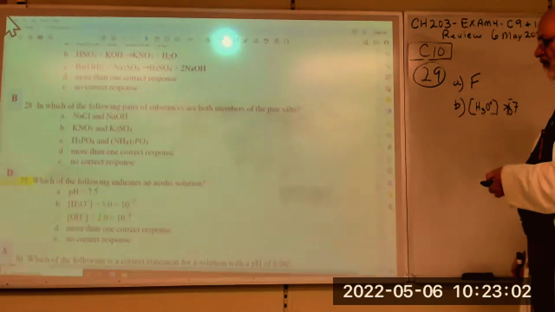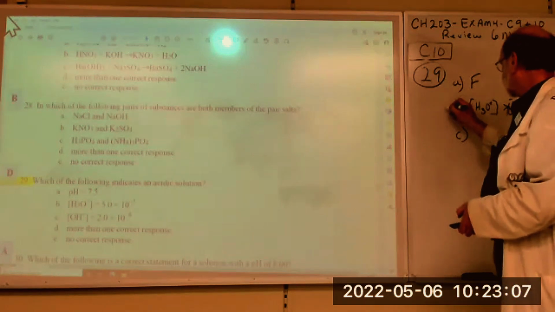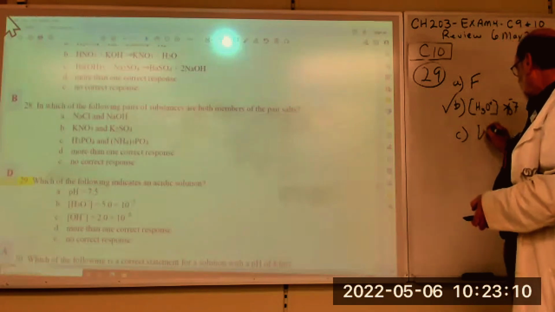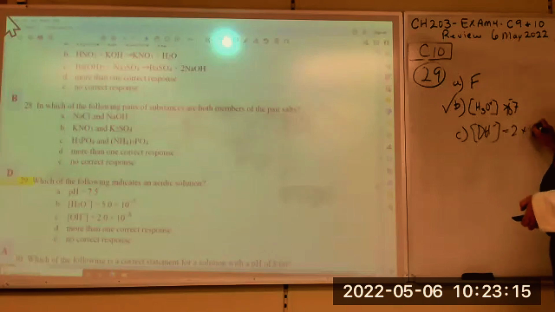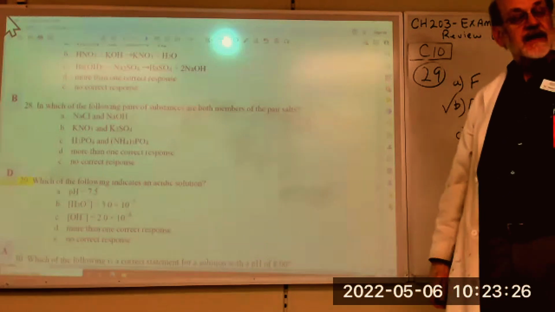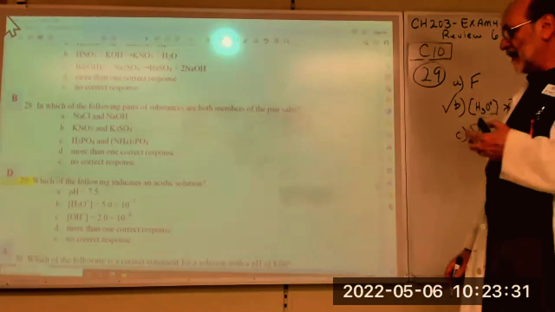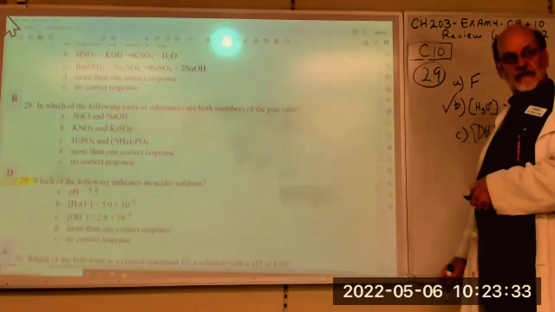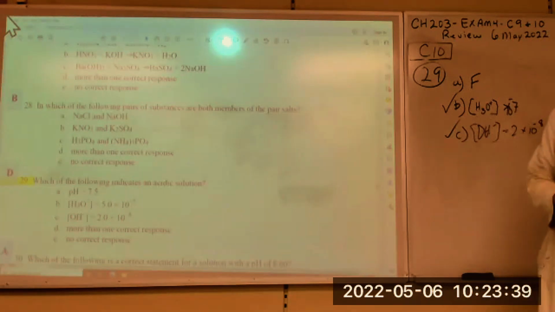How about this one? Hydroxyl equal to 10 to the minus 8. So this one's true. Hydroxyl ion concentration is equal to 2 times 10 to the minus 8. What does that mean? Well, it has to be greater than 10 to the minus 7 in order to be basic. But that's less than 10 to the minus 7, isn't it? Yep. So that means this one's also acidic. So more than one correct response.